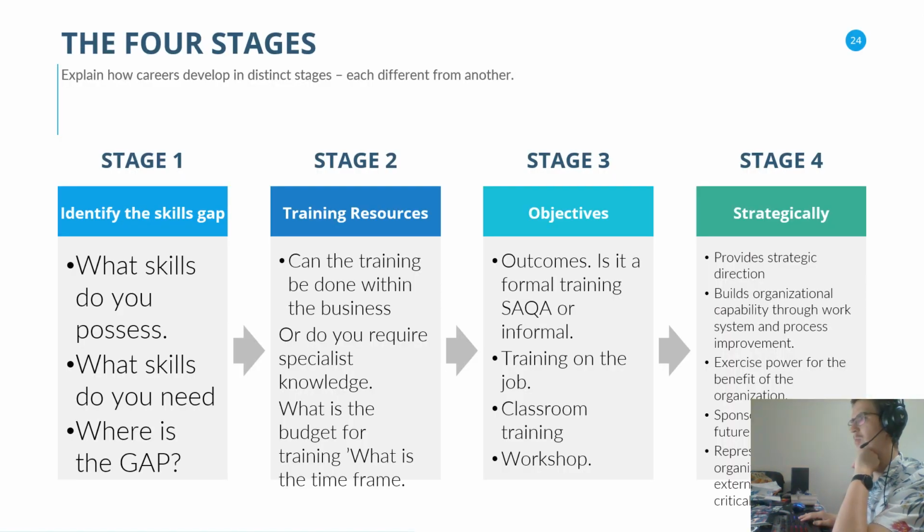Training and skills development we've talked about. So you've got to make sure that you see what skills are missing, what do we have and where's the gap, what resources are available, what do we hope to achieve, and then how can we achieve it. Okay, so these 4 stages aren't always fixed, it's just something for you to think about.